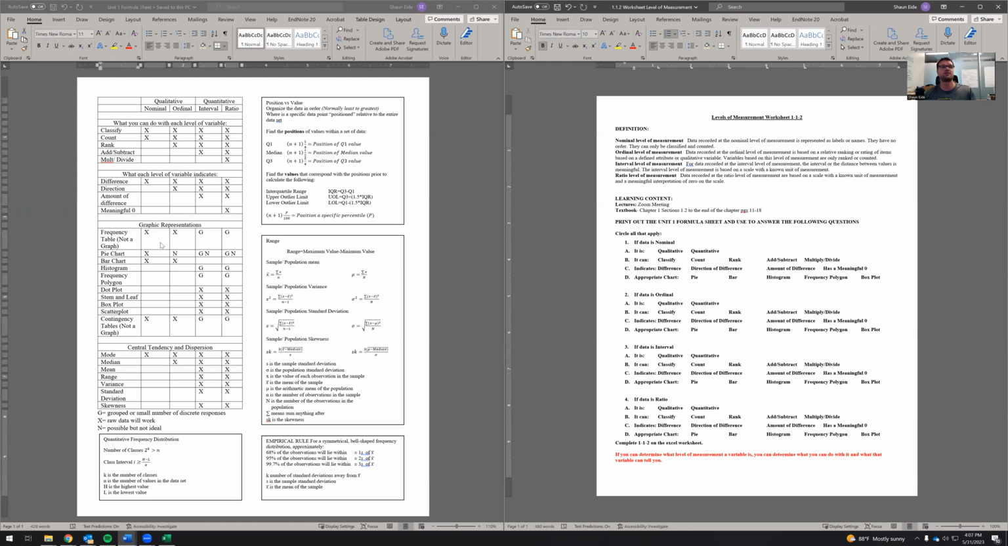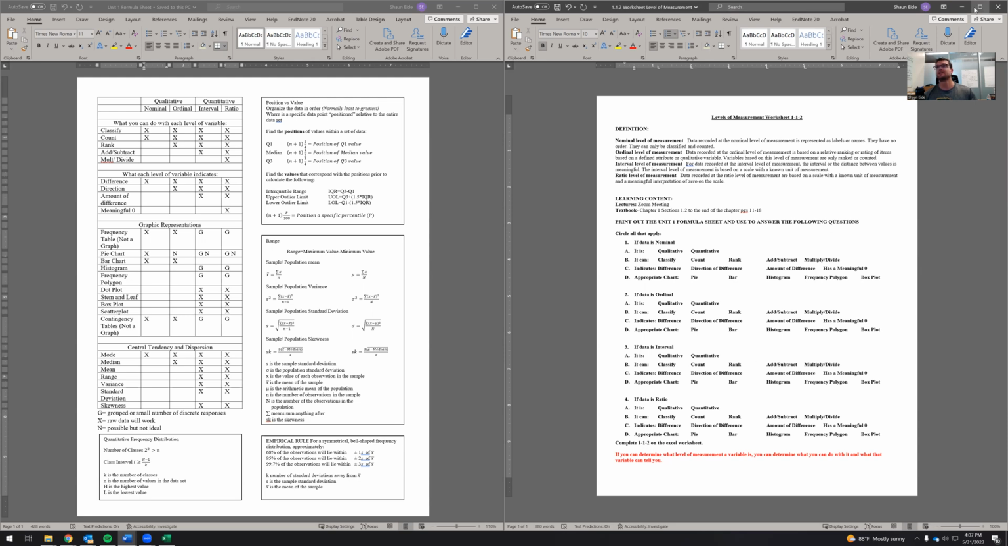And what are the appropriate charts for nominal data? I don't have frequency table in there, but pie, bar, but you don't use histogram, frequency polygon, or box plot. And so you just come through here and you circle what it is that you should do. The reason why I'm having you do this is because I want you to look at this and be like, hey, if I can tell what type of data it is, I can tell you exactly what it is, what you can do with it, what it indicates, and the appropriate charts to use. And we're going to be going over this much more in depth, but this is a start.